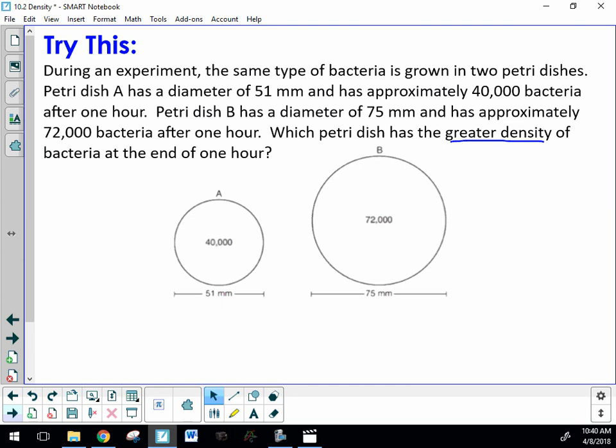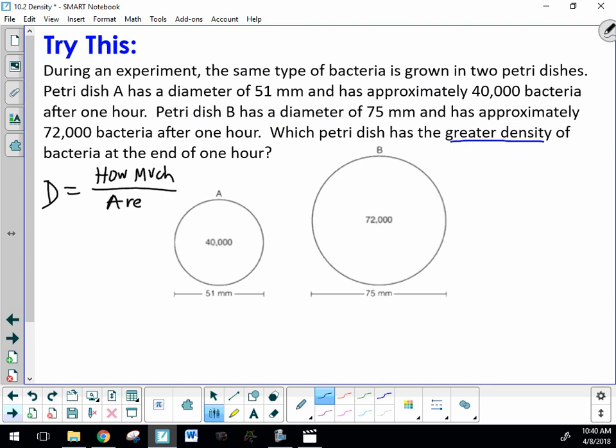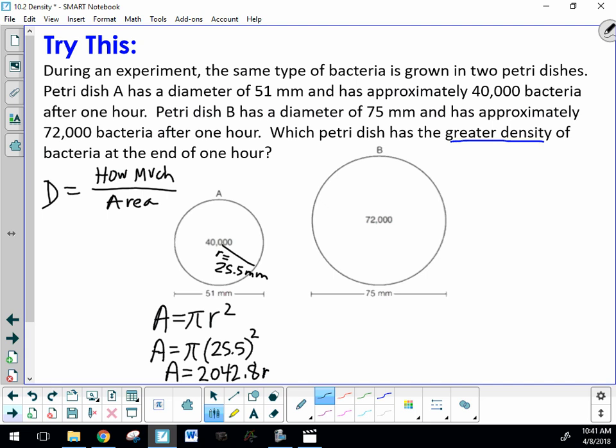So again, to calculate density, we need to know how much bacteria are going to live in how much area. We've got to divide it by the area. So we have circles here. Petri dishes are circles. So to calculate the area, we use the equation pi r squared. And in this case, the diameter is 51 millimeters. So the radius from the center to the edge would just be half of that, 25.5 millimeters. So this will be 25.5 squared. And if we calculate that, we come up with an area for that petri dish of 2,042.8 square millimeters.